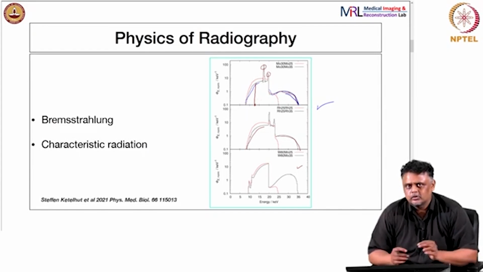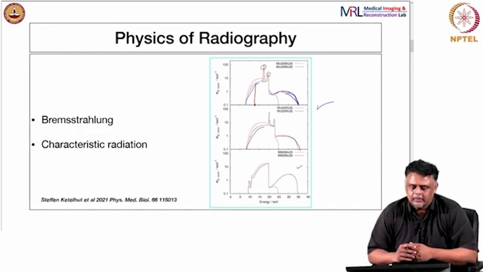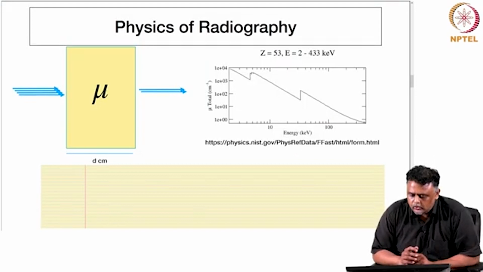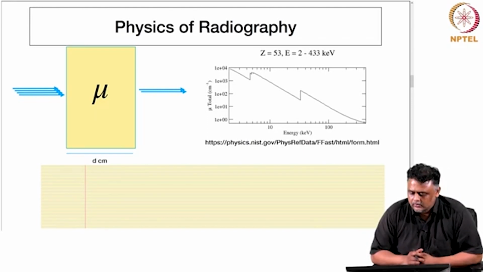That potential difference, usually stated as kVp, is what determines the maximum energy of the electron, and that determines the maximum energy in the spectrum also. So, we will move on to what exactly is being imaged when we do radiography.